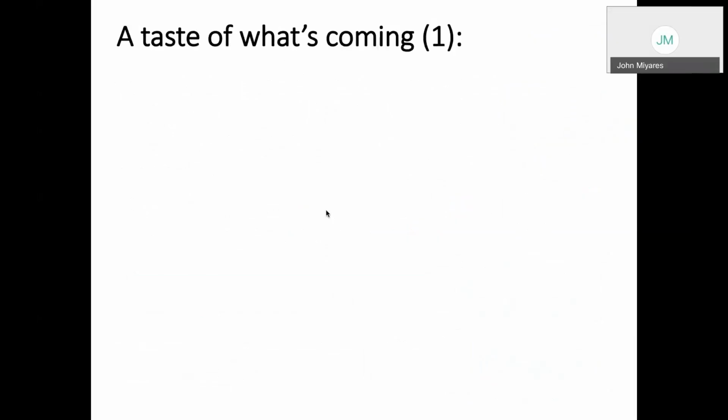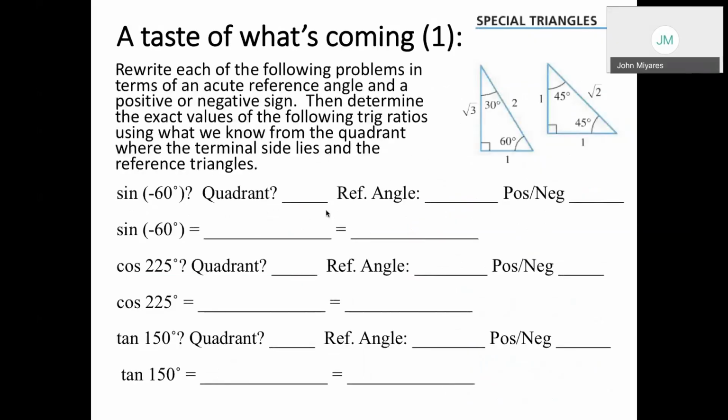So here's a taste of what's coming. Rewrite each of the following problems in terms of an acute reference angle and a positive or negative sign. Then determine the exact values of the following trig ratios using what we know from the quadrant where the terminal side lies and the reference triangles. So I've got three problems I'm dealing with here: the sine of negative 60 degrees, the cosine of 225 degrees, and the tangent of 150 degrees.